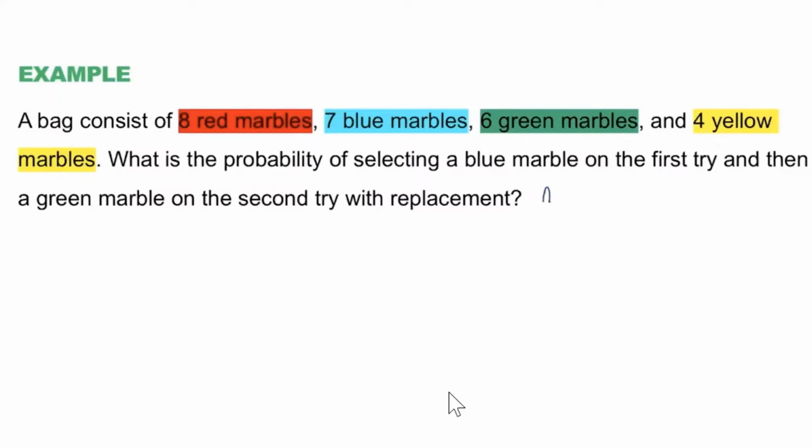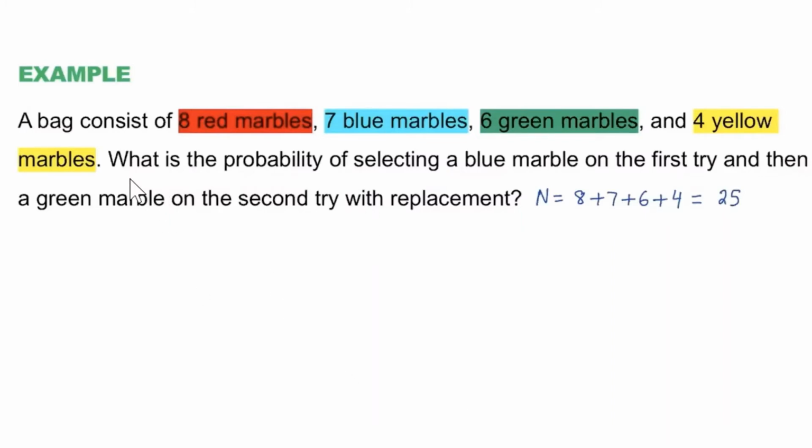So you can help me with this. The total number of marbles n is equal to, you have 8 red, 7 blue, 6 green, and 4 yellow. What is that equal to? Tell me what is the total number of marbles? Any idea? 25. 25, is that right? Yes, sir. Okay, 25. That is the total number of marbles that we have.